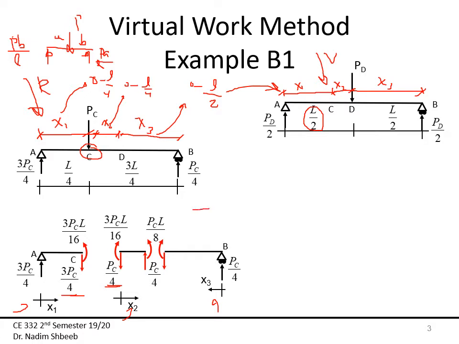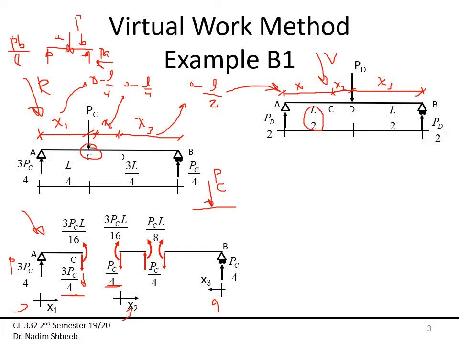Because what do I have? Well, if you look at C itself, here is my PC, which I failed to show here. So now we know if I take this section by itself and do an equilibrium equation, summation of Fy equal to 0, then this 3/4 PC, which is going upward, must equal 3/4 PC going downward for equilibrium purposes. And then the moment is simply 3PC over 4 times L over 4, hence the value 3PC L over 16.